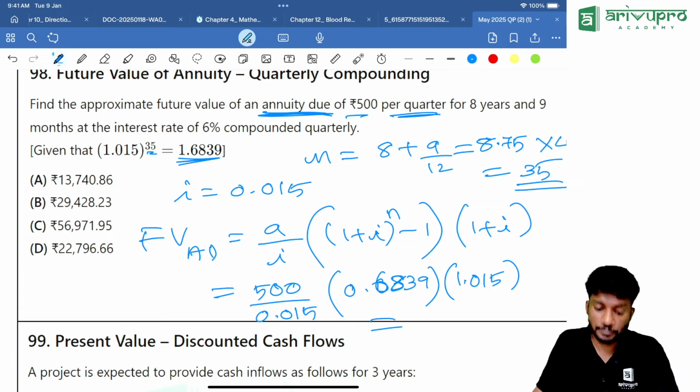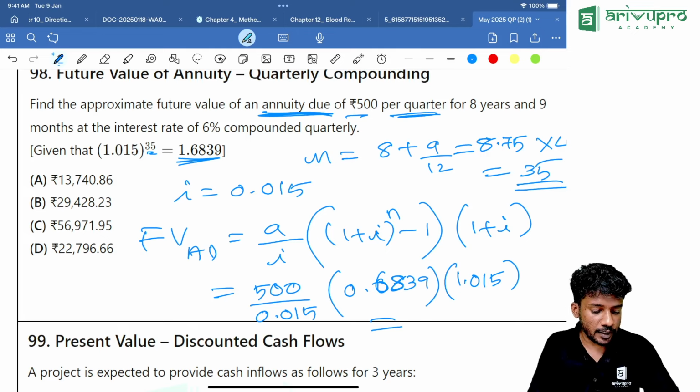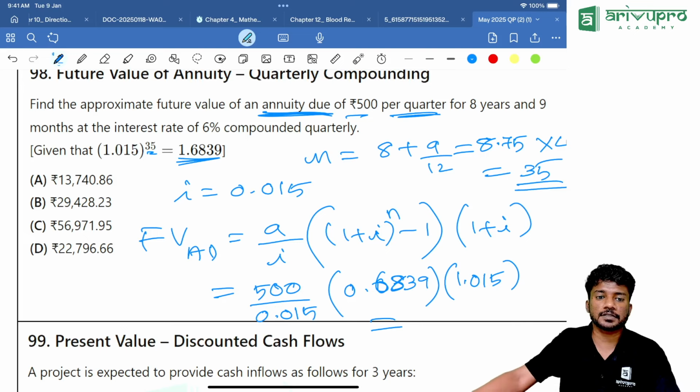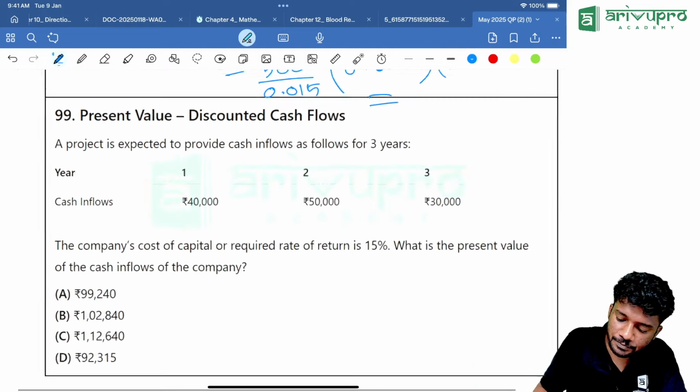Which option? Okay, let me try. So 500 multiplied with 0.696, sorry, 0.6839, then multiplied with 1.015, then divided by 0.015. How much you got? Everyone got the same answer? Yes. So which option are you going with? Option D. Yes. Next one.